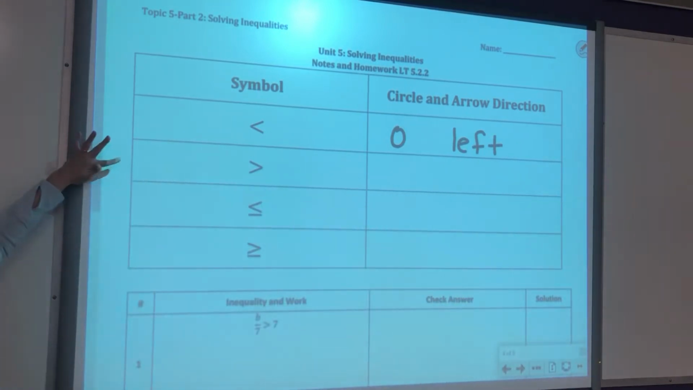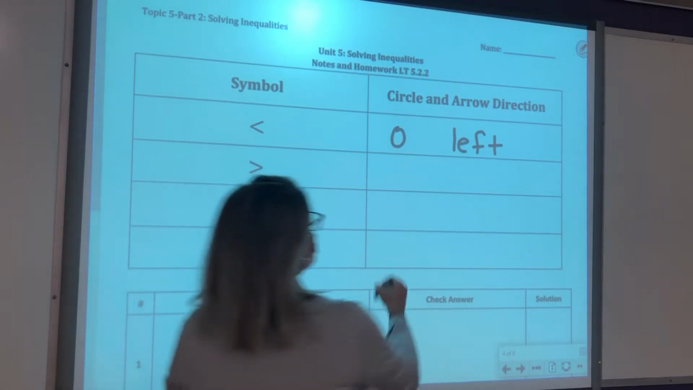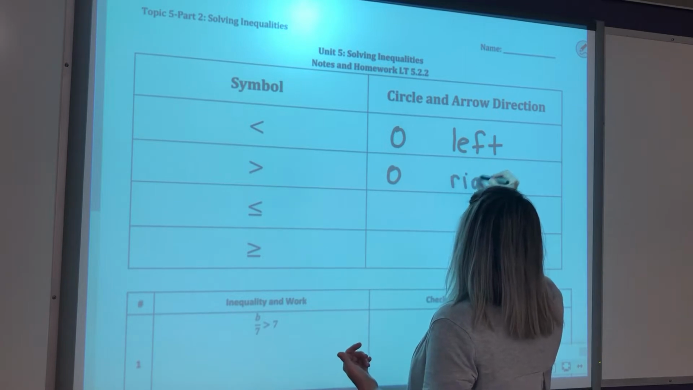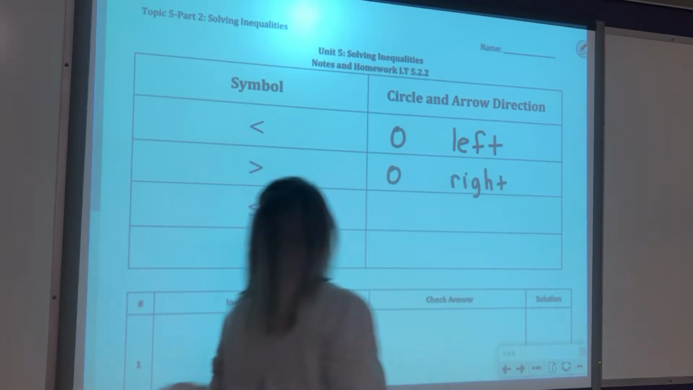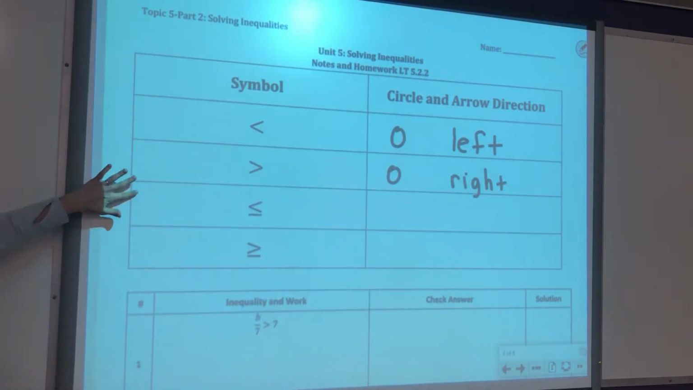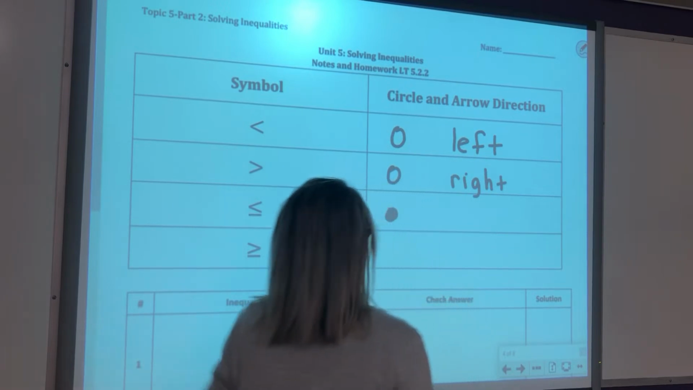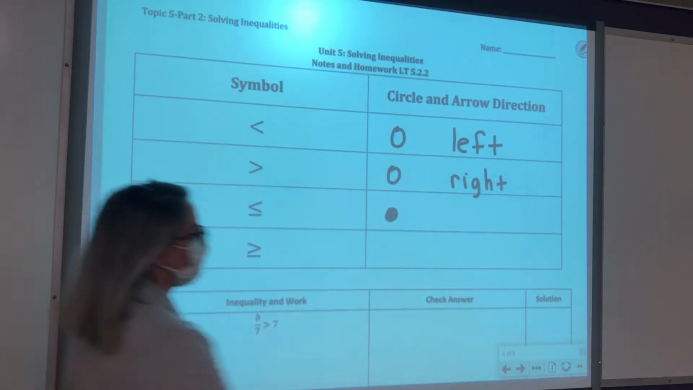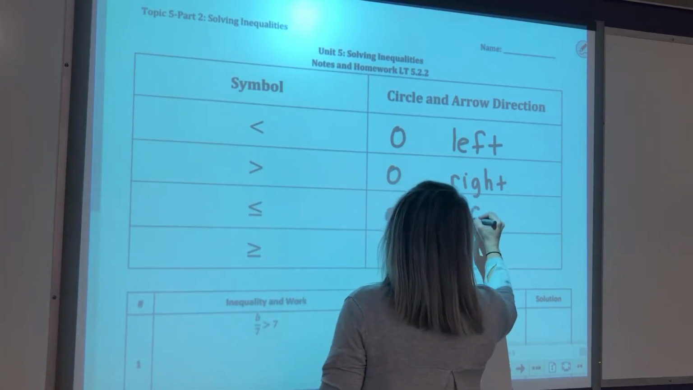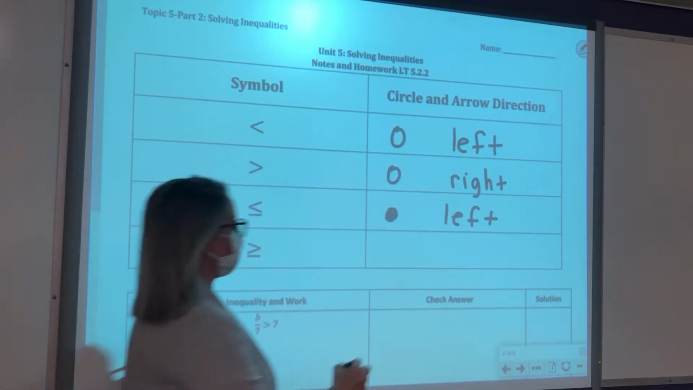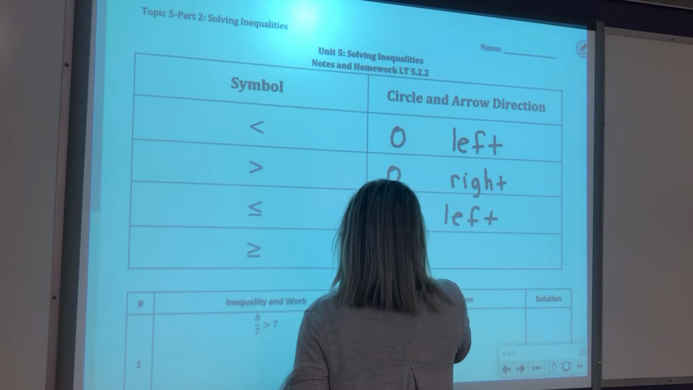What about this symbol here? Open. Which way would our arrow point? What about this one? Closed. Okay, which way would our arrow point? Left. What about this one here? Closed. Right. Closed. Very good.